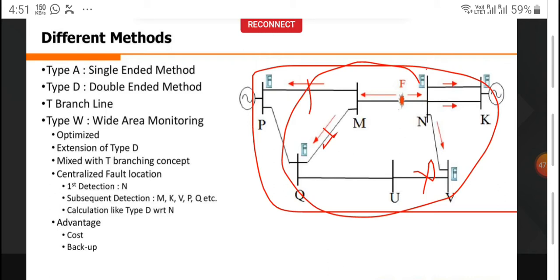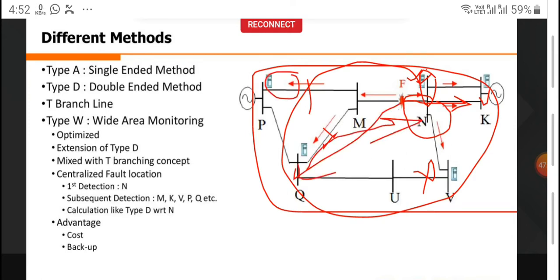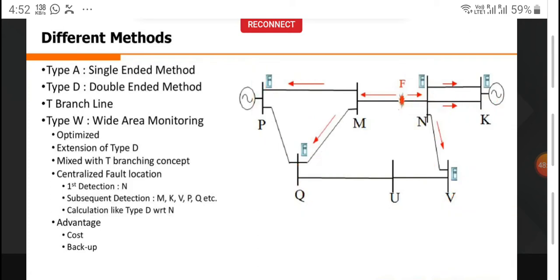It also acts as a good backup. Let's say a fault occurred here, and for some hypothetical reason, P could not capture that particular fault. The waves will go to K, and K will capture it. Or if P could not capture it, Q will capture it, and it will do the associated calculations from N to P. The same will be done with N to K. So in this way, this is what we meant by having a backup.